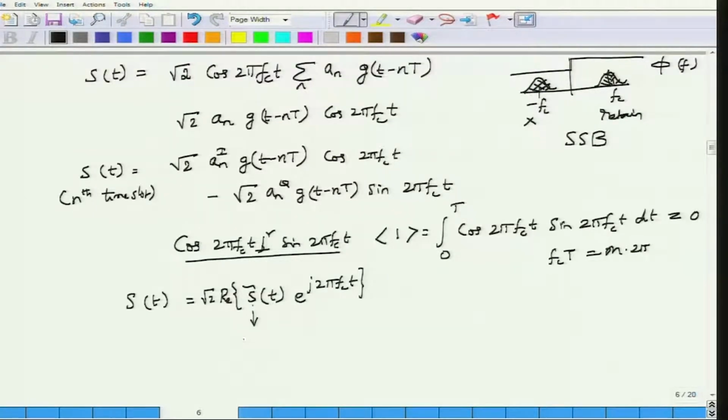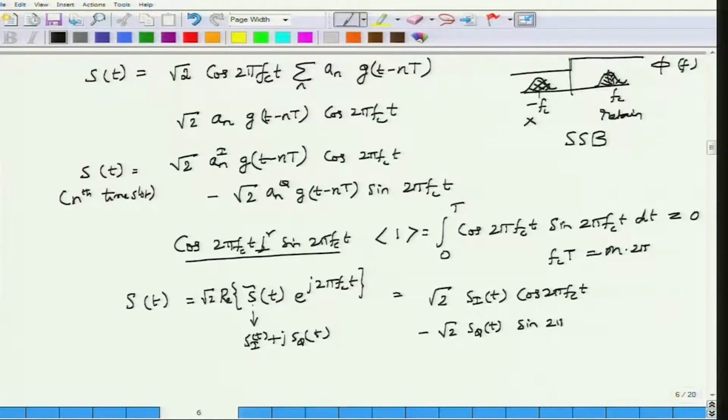This complex signal can be split up into Si plus j Sq of t, the so-called in-phase and quadrature components, and then you can write down S of t by taking the real part of this expression. What you get is square root of 2 Si of t cos 2 pi fct minus square root of 2 Sq of t sin 2 pi fct. These Si and Sq signals will be orthogonal to each other.